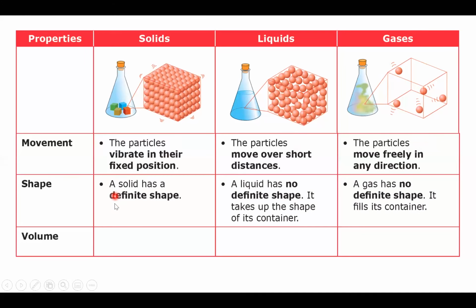As for the shape, the solid has a definite shape. So, for example, like a cube, a triangle, a sphere, and so on. For liquids, the liquids have no definite shape. It takes up the shape of its container. So the liquid will fill up the container. It will be the same shape as its container. So if the container is a cone shape, then the liquid will become a cone shape. If the container is a cube, then the liquid will become a cube.